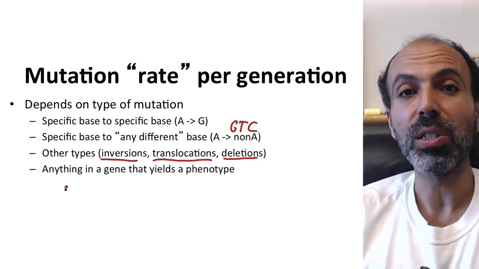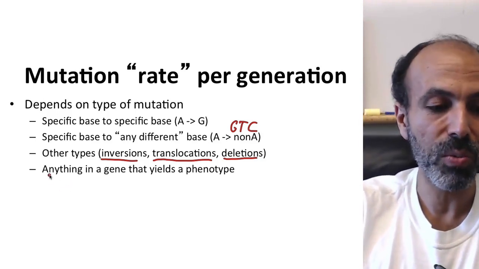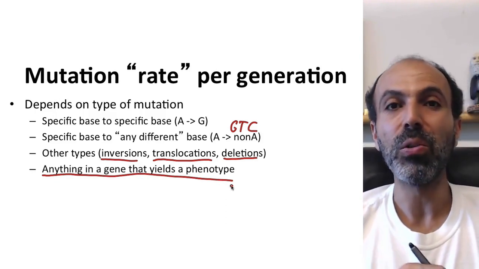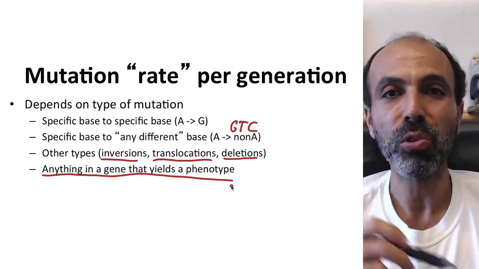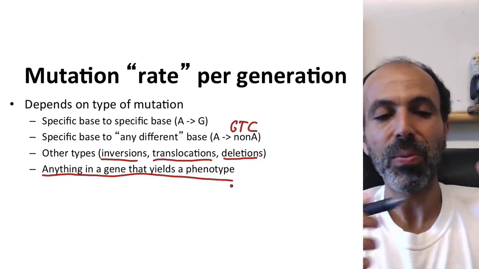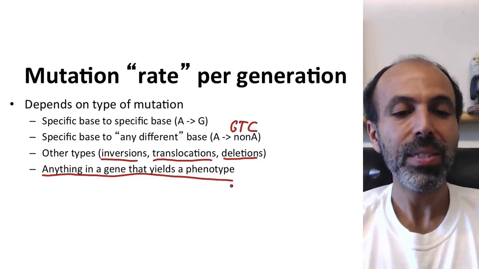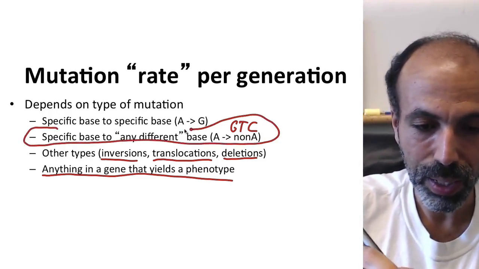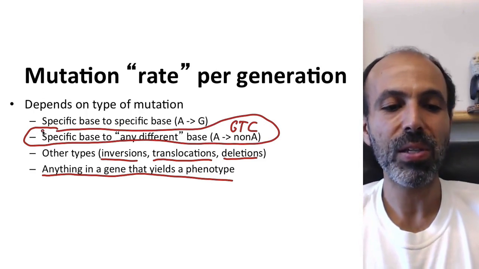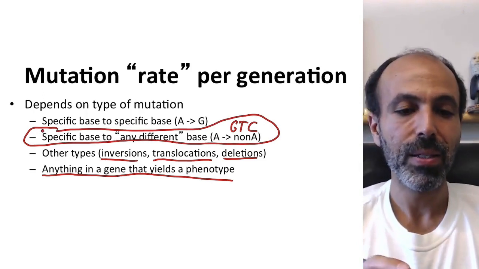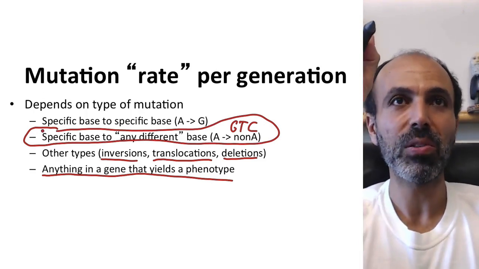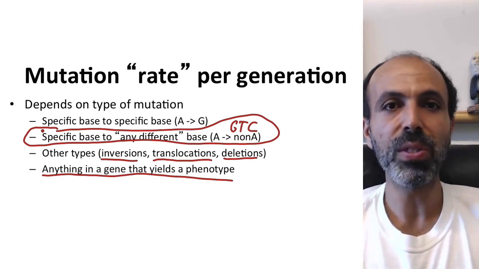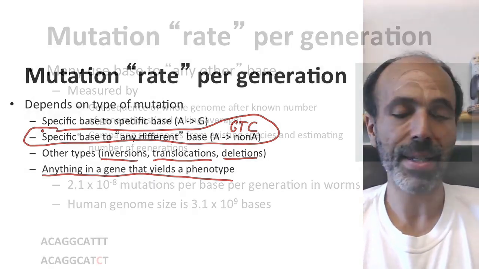And what people traditionally did, if you go further back in time, is people would measure mutation rates in the context of anything in a gene that yields a phenotype. Now, this, of course, ignores a lot of neutral changes and things like that. So you have to define what you're talking about. Typically speaking, people tend to focus on this when they're looking at a mutation rate, from a specific base to any different base. So let's say, for example, that at one particular site, you started with an A, that it changes to something but that. Okay? So we'll use that for the rest of this lecture.